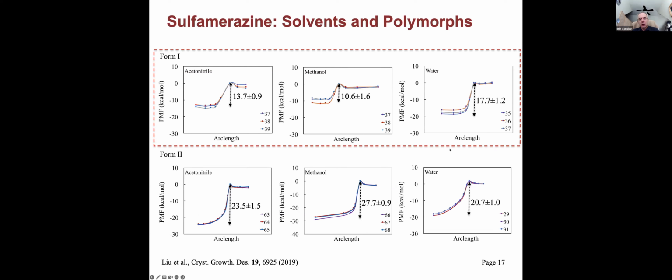The two things to pay attention to here are that you always see a lower barrier for form 1 than for form 2. What that is telling you is that most likely, if you do the crystallization at room temperature, you would observe form 1 forming, and not form 2, which is the thermodynamically stable one. And also you see that the barrier is lowest for methanol and largest for water, so that gives an indication that if you wanted to do this crystallization, you would want to do it in methanol because it will be easier to crystallize than in water.